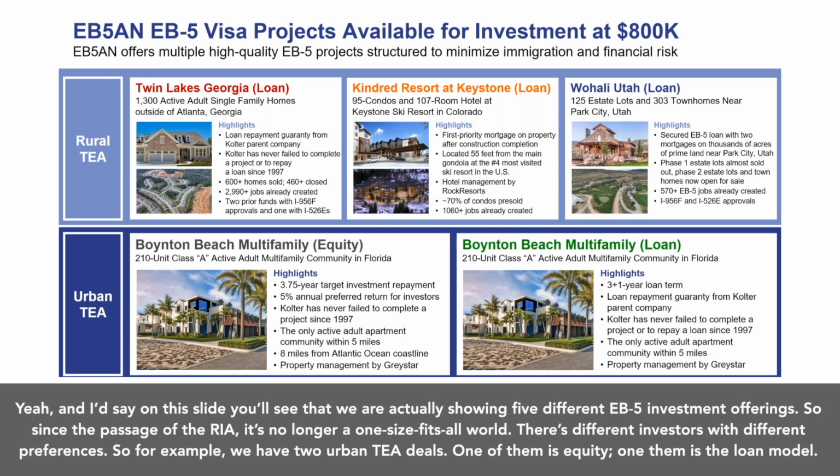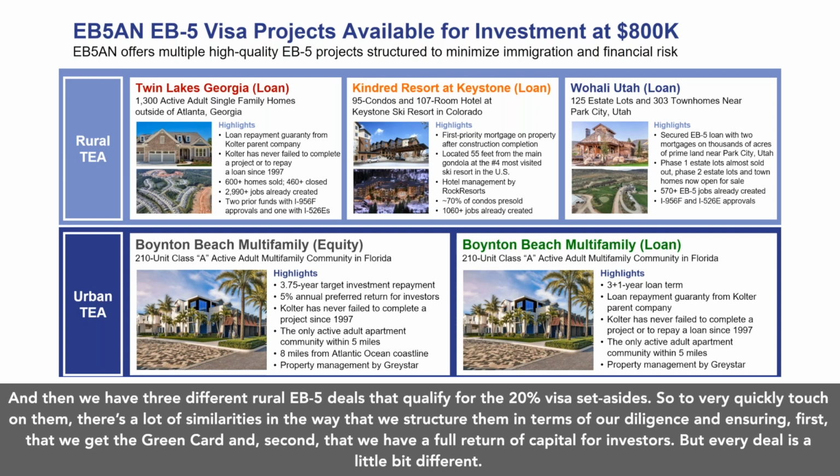Yeah, and on this slide, you'll see that we're showing 5 different EB-5 investment offerings. Since the passage of the RIA, it's no longer a one-size-fits-all world. There are different investors with different preferences. So for example, we have 2 urban TEA deals. One of them is equity, one of them is a loan model. And then we have 3 different rural EB-5 deals that qualify for the 20% visa set-asides.